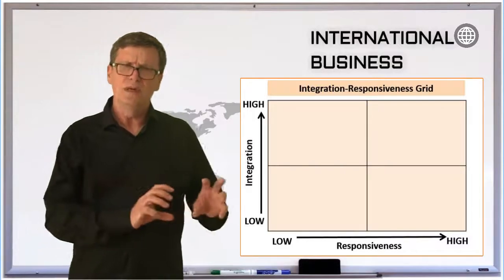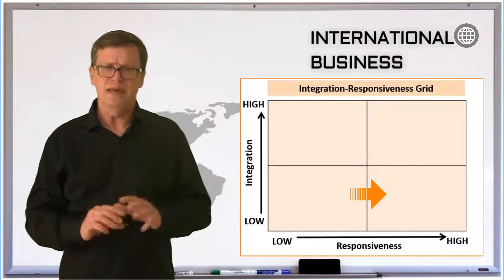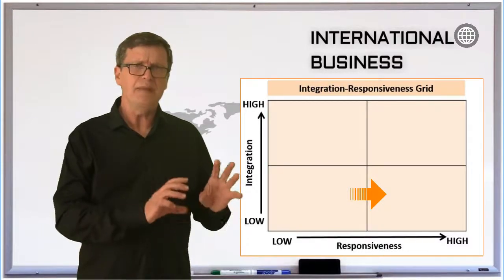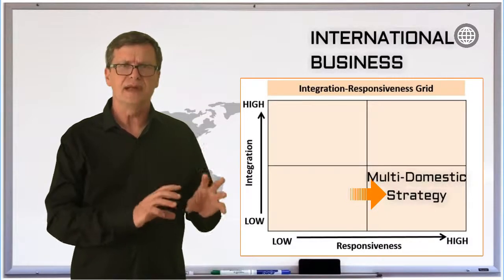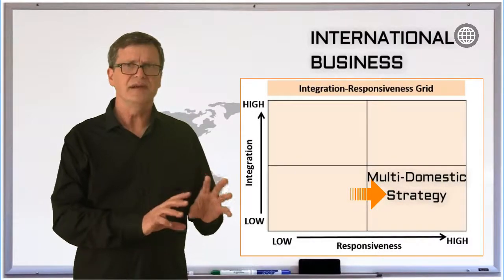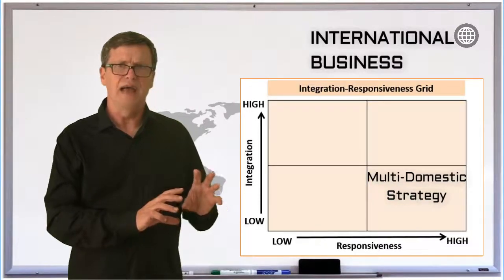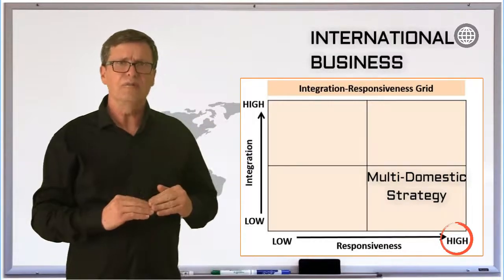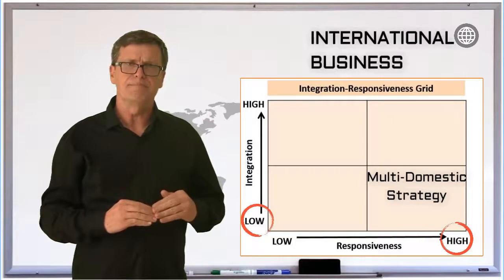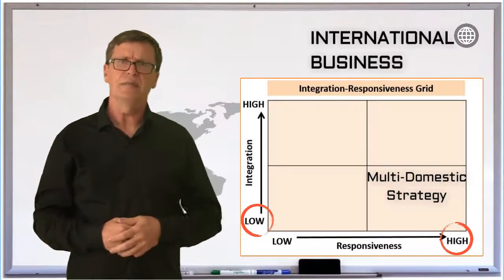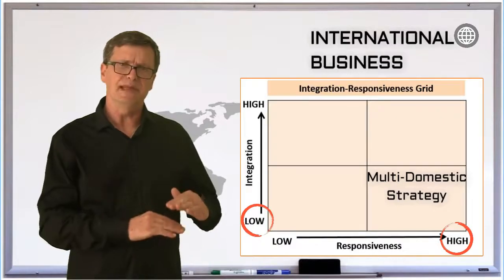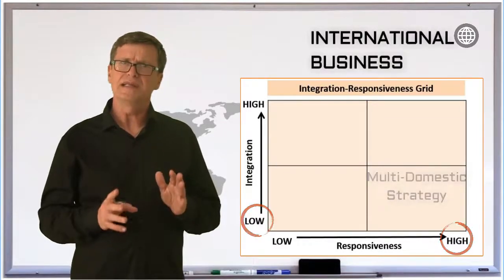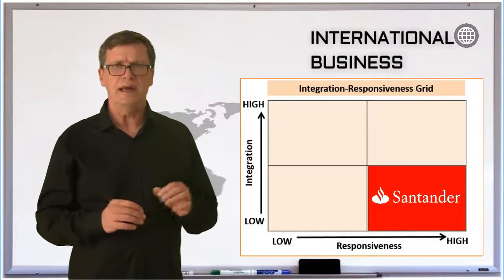But now let's move to the bottom right box of the IR grid, and things get a little bit more complicated there. And we could name that box multi-domestic strategy. And companies who find themselves in this multi-domestic box have a high level of pressure for local responsiveness, but a low level of pressure for global integration. Now, can you think of any companies that might fit into this multi-domestic box? Well, we might place Banco Santander retail banking.